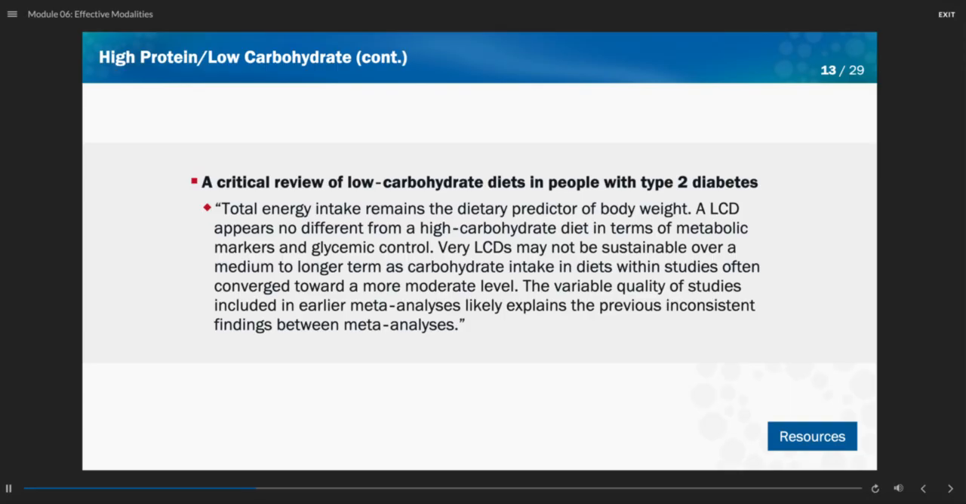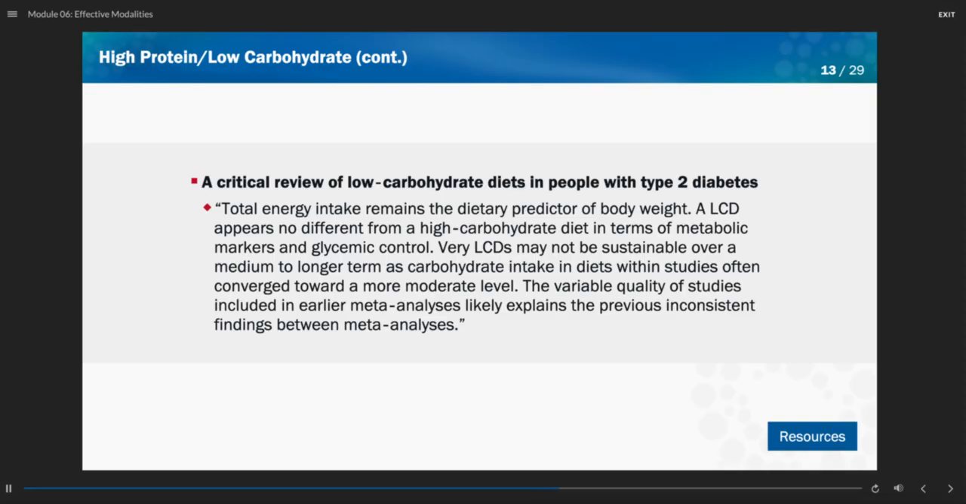markers and glycemic control. Very low carbohydrate diets may not be sustainable over a medium to long term, as carbohydrate intake in diets within studies often converge toward a more moderate level. The variable quality of studies included in the meta-analysis likely explains previous inconsistent findings between meta-analyses. So this is an important new review looking at low carbohydrate diets that is describing the only benefit in the low carbohydrate diet groups is a lower total energy or calorie intake, which leads to the weight loss.